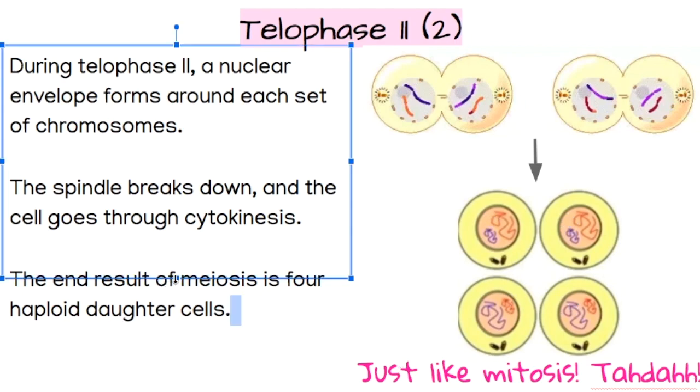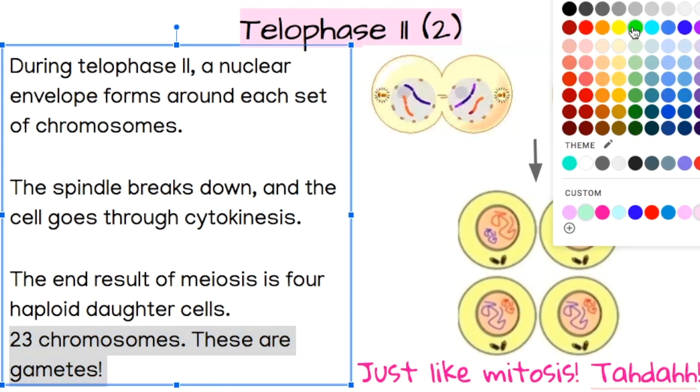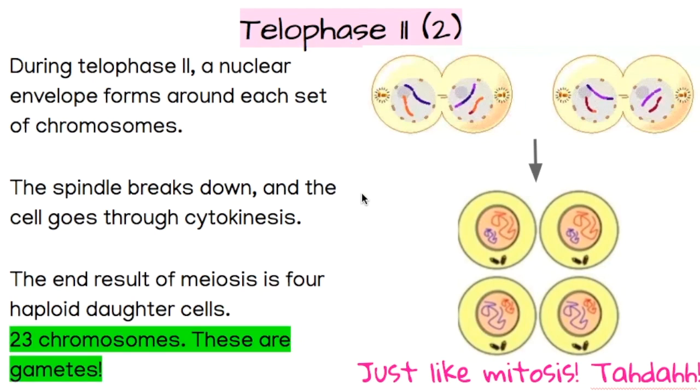Ta-da! And in a human, a haploid cell, as you know, has 23 chromosomes. And we just made either 4 eggs or 4 sperm cells. We made gametes. So let's add, these are gametes. And it's very exciting, so we're going to highlight it so that you don't forget that fact. There we go.